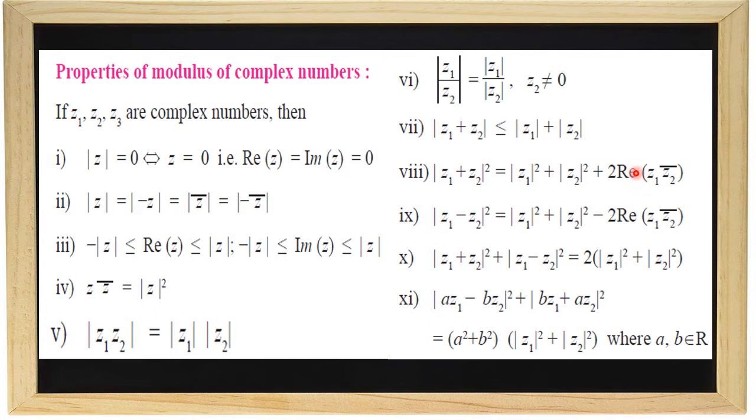Now, modulus of A into Z1 minus B into Z2 the whole square plus modulus of B into Z1 plus A into Z2 the whole square is equal to A square plus B square into modulus of Z1 whole square plus modulus of Z2 the whole square, where A and B are real numbers.